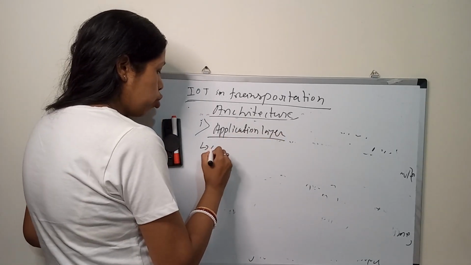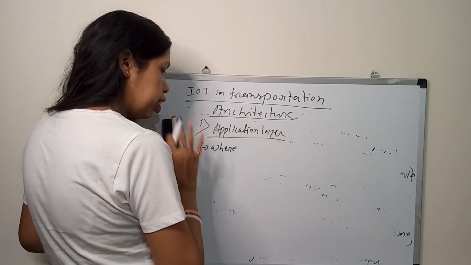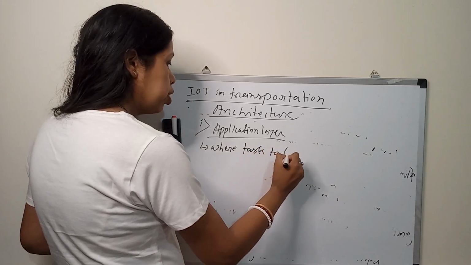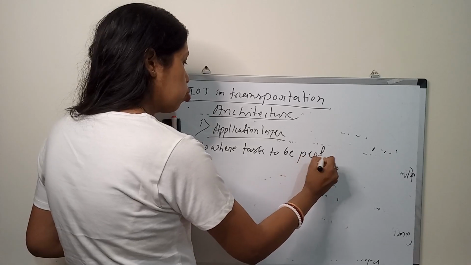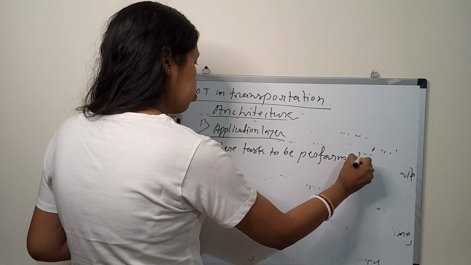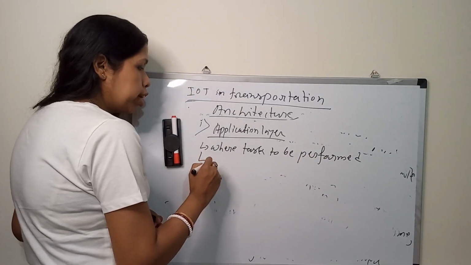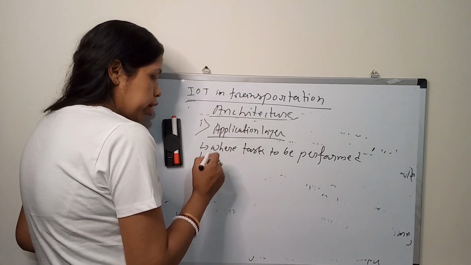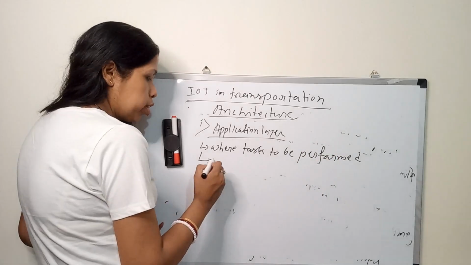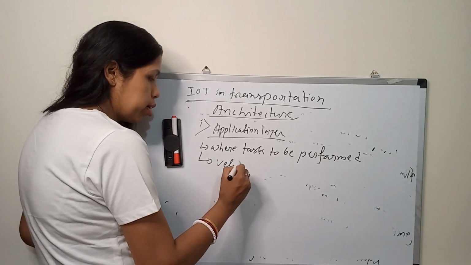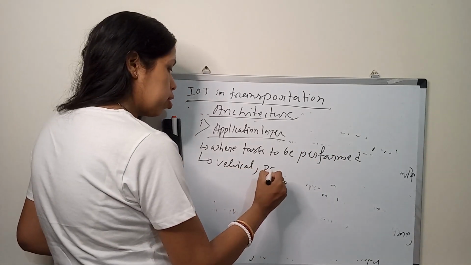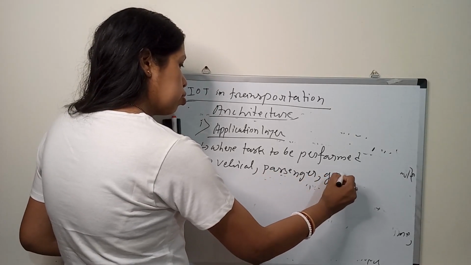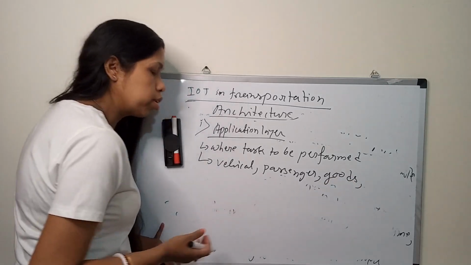Application layer, so the application layer is the layer where tasks or activities are to be performed. In the case of the application layer, normally there are objects where tasks are to be performed. So the application layer may be vehicle, passenger, goods, like this.